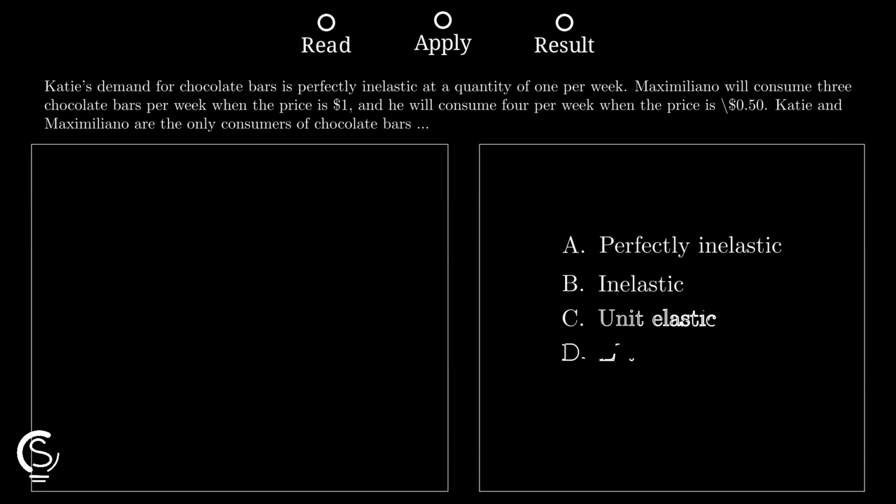First, we calculate total market quantities by adding Katie and Maximiliano together. At $1, they buy 4 bars total. At 50 cents, they buy 5 bars in the market.